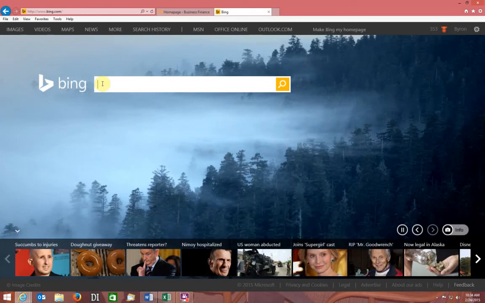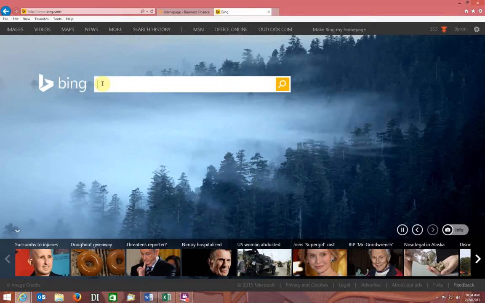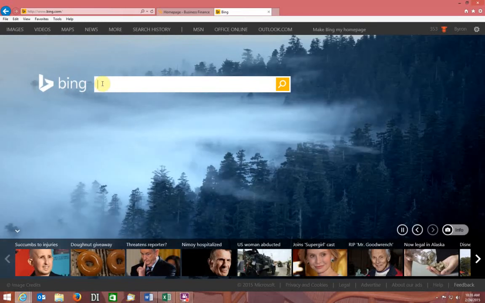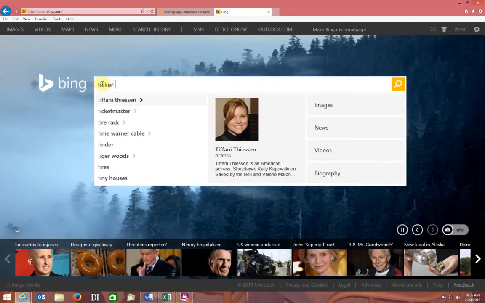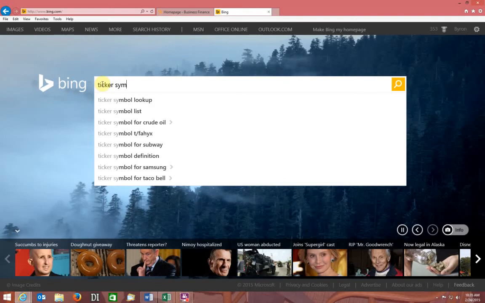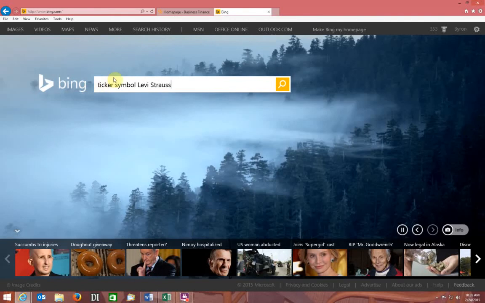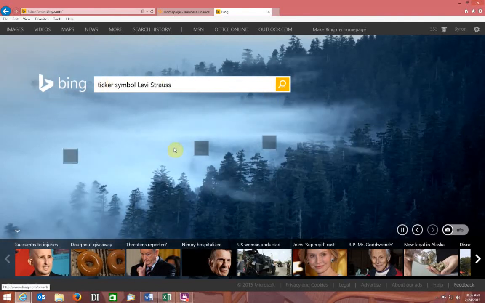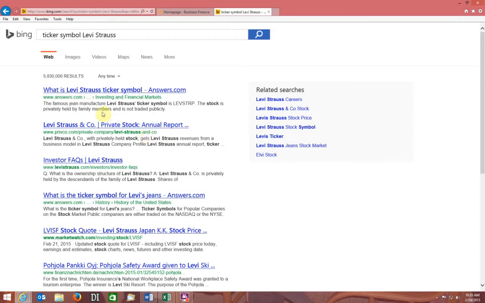So, let's see. How about Levi's? I don't even know. Does Levi Strauss still have? Somebody, we were looking at Carhartt the other day, and they didn't have. They're not publicly traded, so I might be able to just type in this and ticker symbol. Oops. Levi. I don't know if Levi Strauss is publicly traded either, but we'll find out maybe. This is one way to just start your search. Just kind of do it.